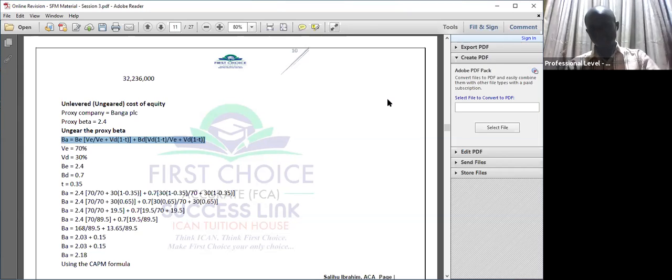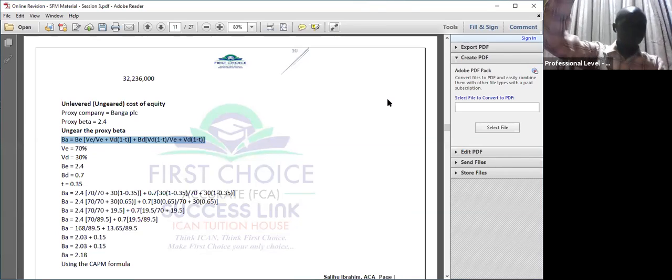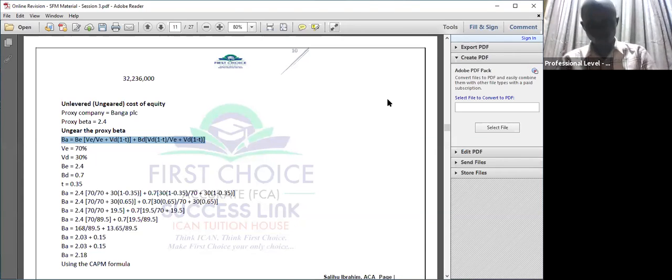So it means in the second one, I'm going to have debt over equity plus debt. The debt plus equity there is 100, while in the first one, only equity is 100. I believe that is clear enough, and I believe you have written it.